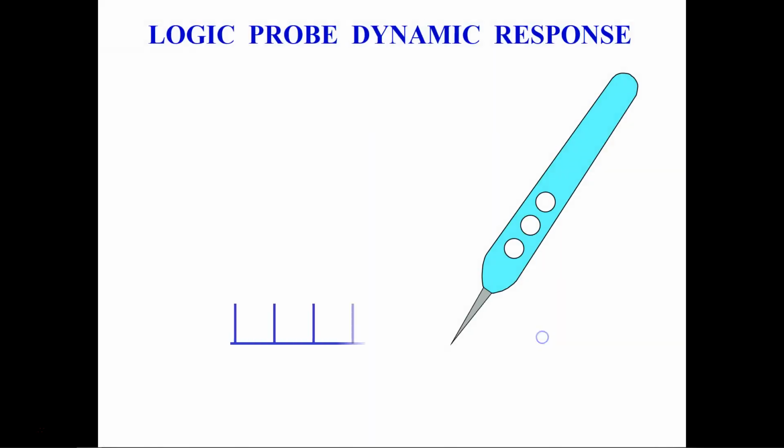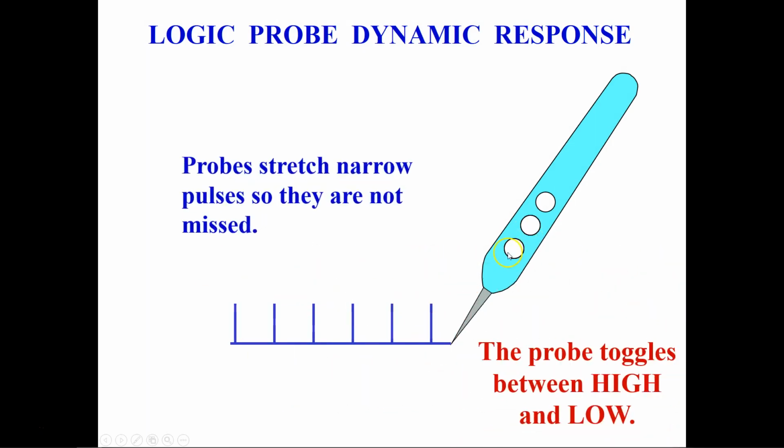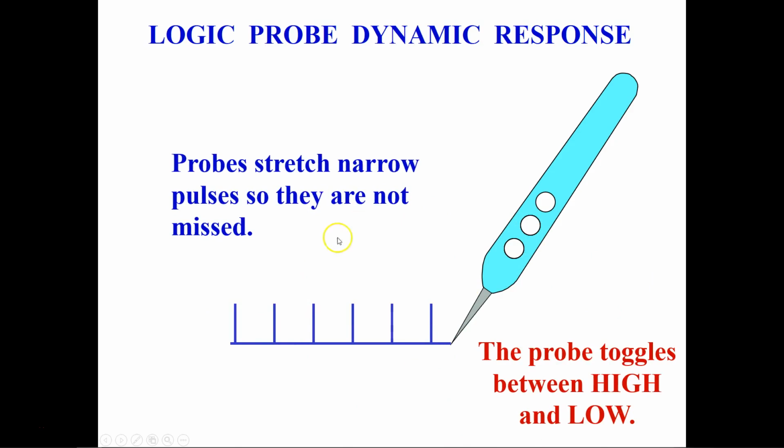Now next, if you have a signal something like this, you can see how it is transitioning between low and high. Here the probes stretch narrow pulses so they are not missed. You can see these pulses are narrow in size, but they are not missed by this test probe. It is still counting these as high. And again, this is a toggle situation in which it is testing high and low, and that's what you saw in the indicator.